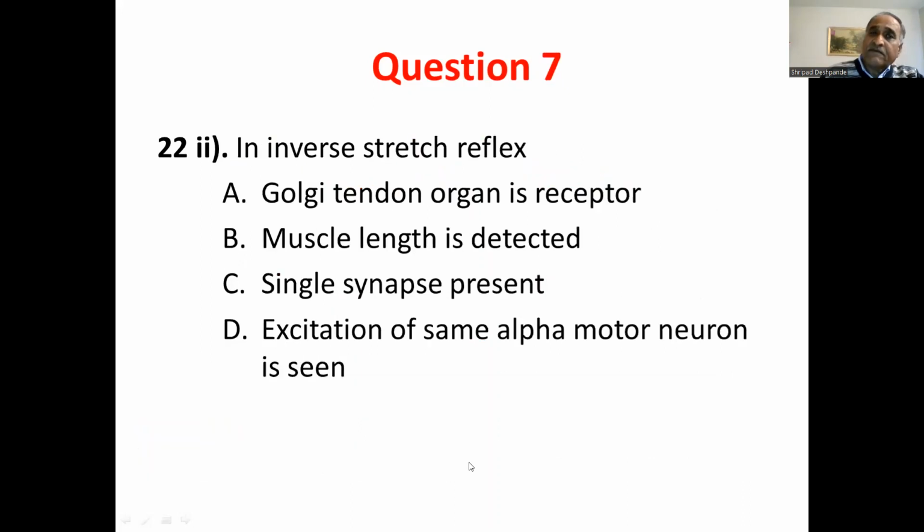Moving on to question number 7, 22.2. In the inverse stretch reflex: A, Golgi tendon organ is a receptor. B, muscle length is detected. C, length single synapse present. D, excitation of same alpha motor neuron is seen.